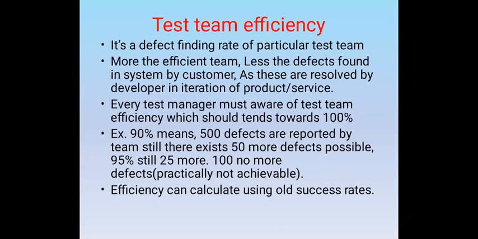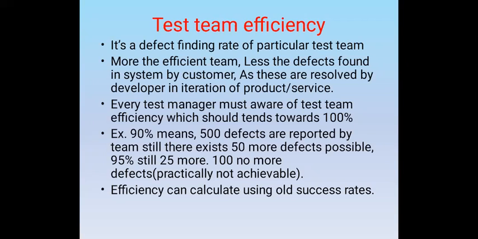Suppose the test team is very efficient in finding the defects, then fewer iterations of testing are required. On the other hand, what happens if the development team is less efficient in fixing the defects? More iterations of testing and defect fixing may be required. So, the more efficient the team, the fewer defects are found in the system by a customer, as these are solved by a developer in iterations of the product or service.